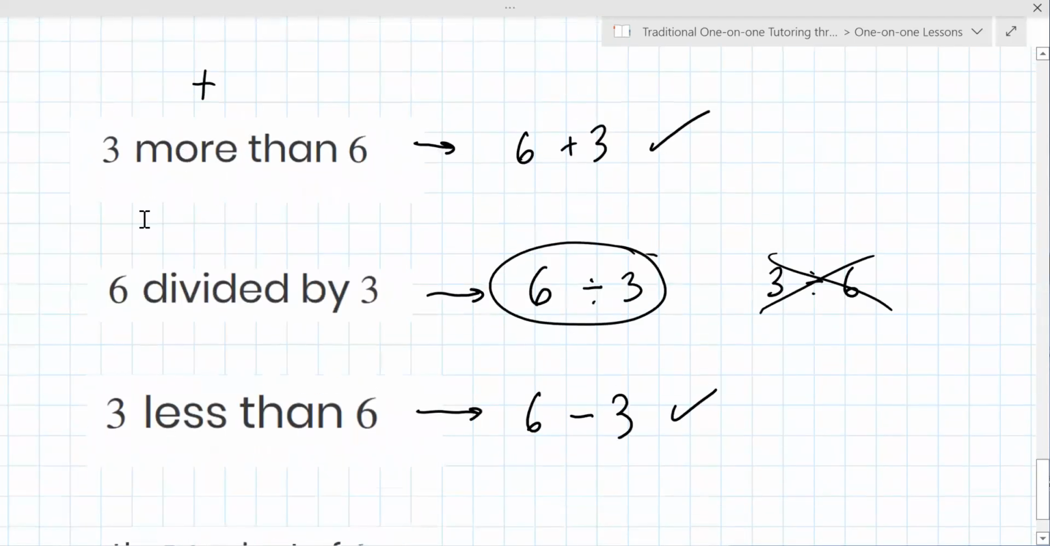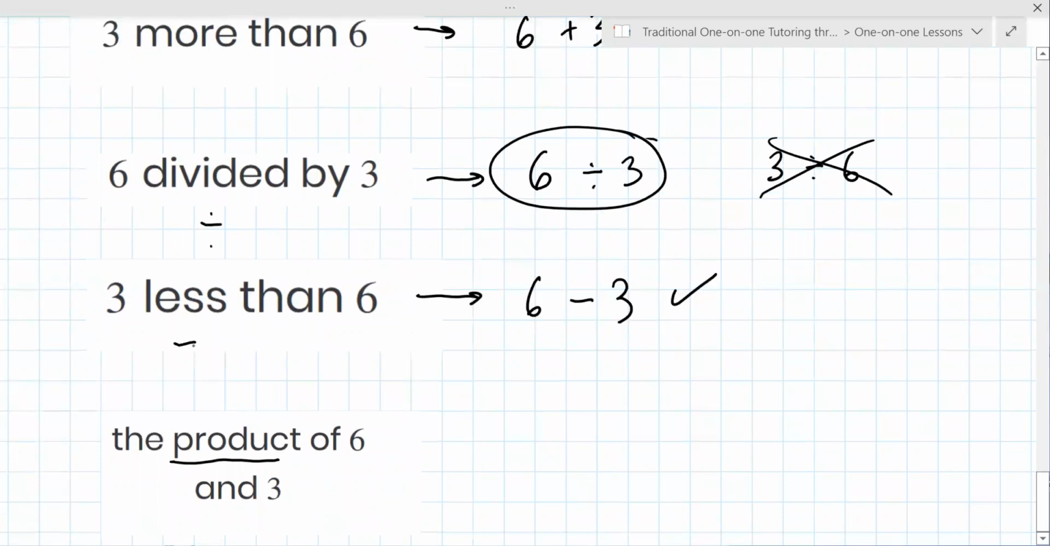So more than is adding, divided by is division, less is subtraction. What's the one we've left off? Multiply. Yeah, multiply. So that's 6 times 3. Okay. All right, good job.